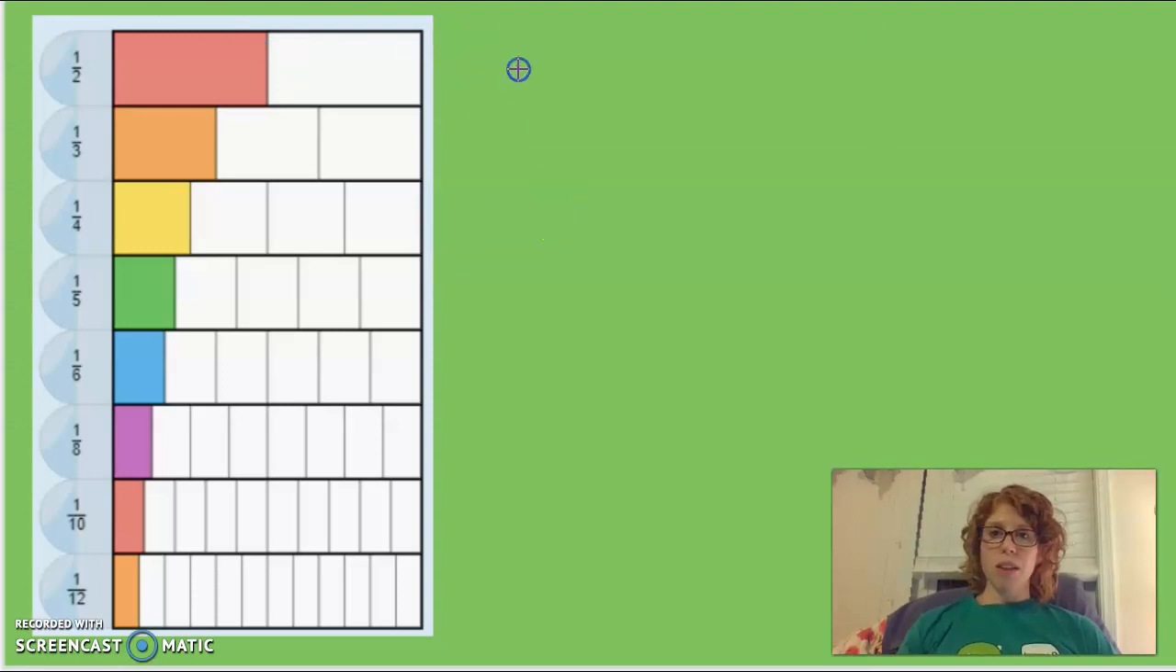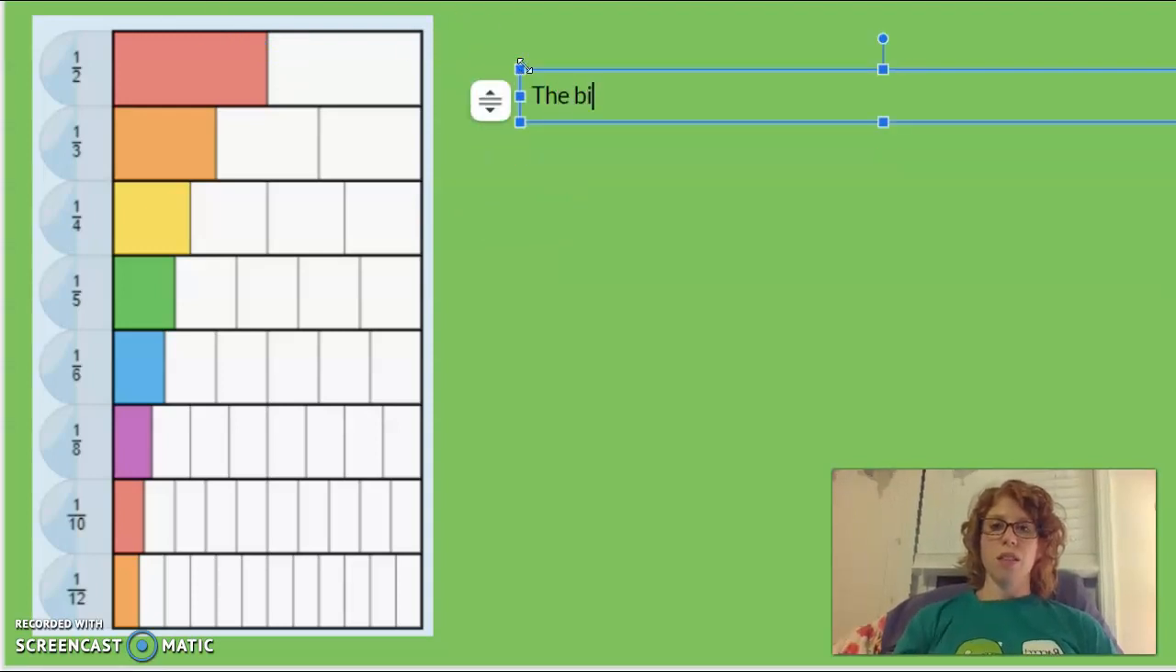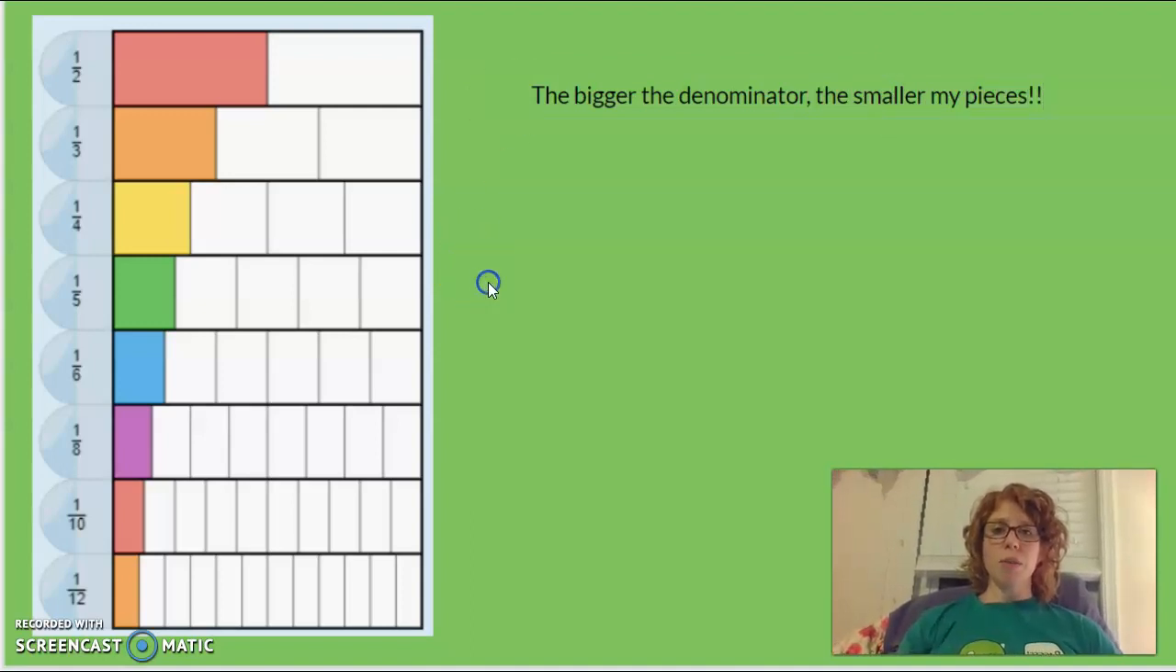I'm just going to write that down right here. The bigger the denominator, the smaller my pieces. That is something I want you to remember when you are comparing fractions. If the numerator is the same, just like in each of these, it's only one piece. The denominators make up the difference. The larger the denominator, the smaller the piece, because you're cutting it into more pieces.